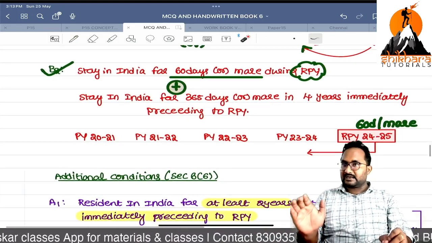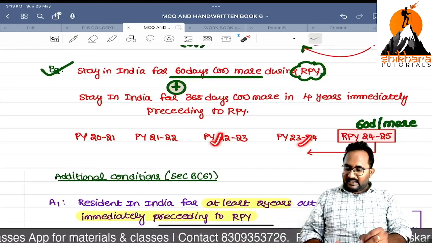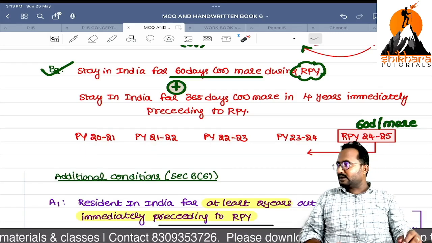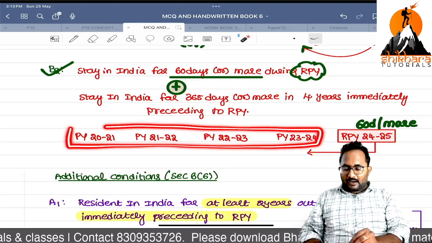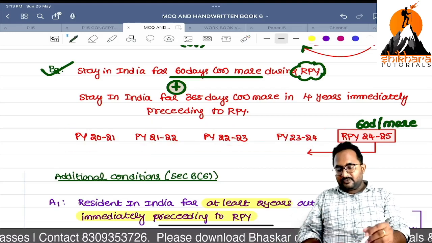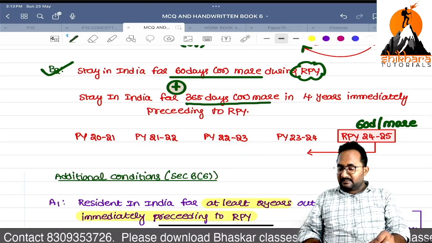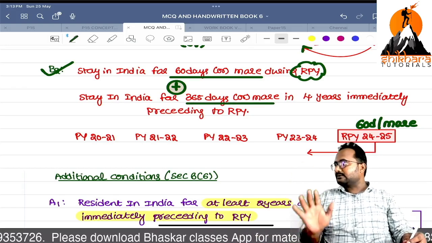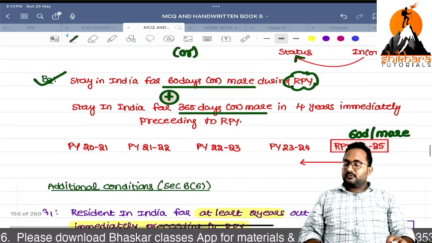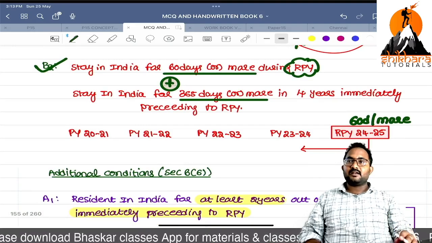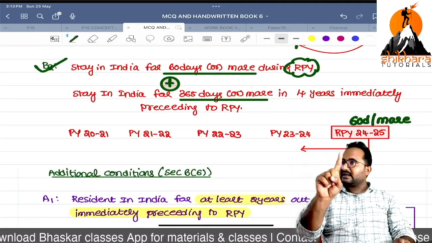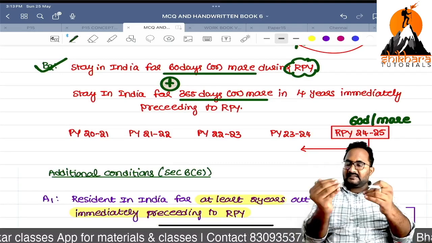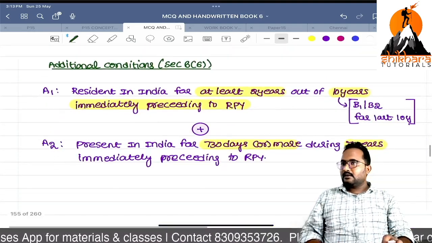Immediately preceding the relevant previous year. Immediately means, definitely, starting from 23-24, 22-23, 21-22, 20-21. For all these 4 years, please calculate how many days he stayed in India. If he stayed in India during those 4 years immediately preceding the relevant previous year for 365 days or more, that condition is also satisfied. For checking B2, how many years' data is required? 5 years. Including the relevant previous year, we need 5 years of data. Are you clear? If any one is satisfied, then he is a resident.